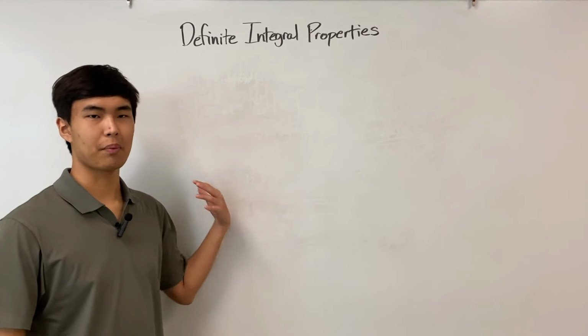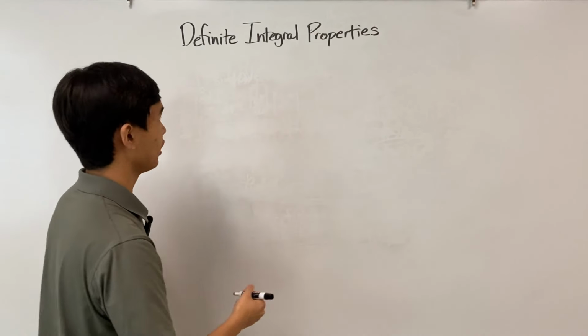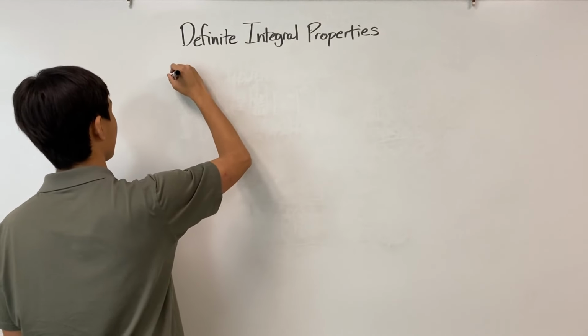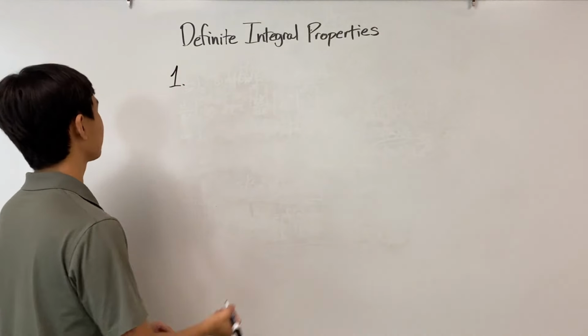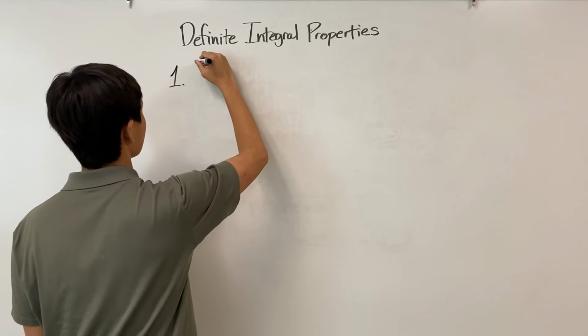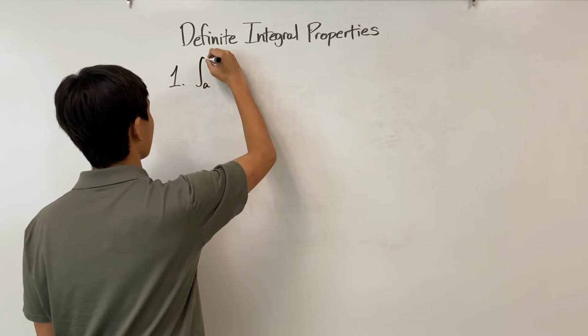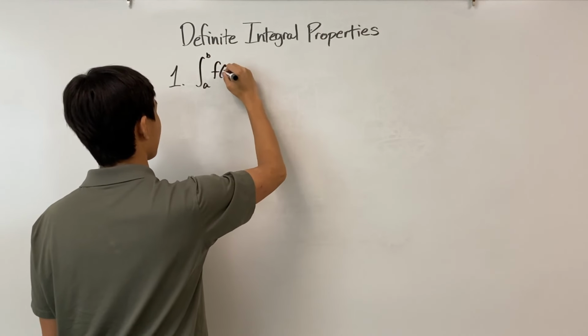Now we're going to go over some properties of definite integrals. And a lot of these properties come from the fact that an integral is a linear operation. So the first one is, if you have the integral from a to b, f of x dx.